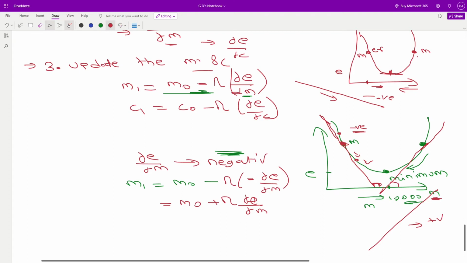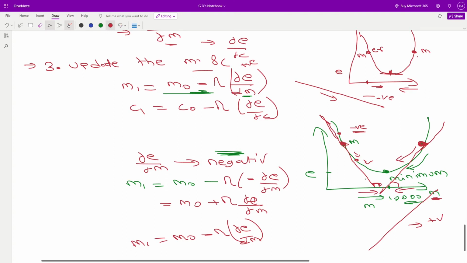So for a positive value, obviously d by dm will be positive, right? When d by dm is positive, the equation stays as it is: new m value is equal to m naught minus neta of d by dm. So we clearly know that when your m is selected here, we should decrease the m value to reach the minimum point.